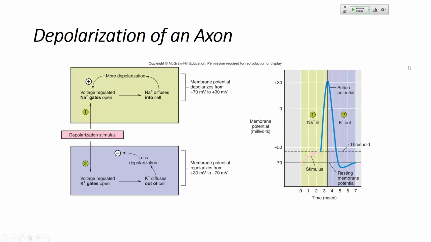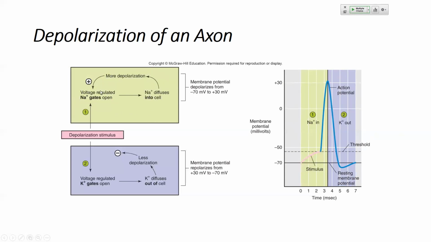Okay, now this image just ties back in what we've talked about and the relationship here. So the opening of voltage gated sodium channels then potentiates sodium to diffuse into the cell. This causes more depolarization, which opens more voltage gated sodium channels. And this is your positive feedback loop here.